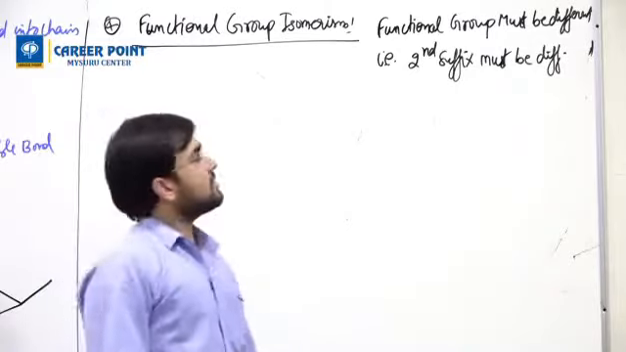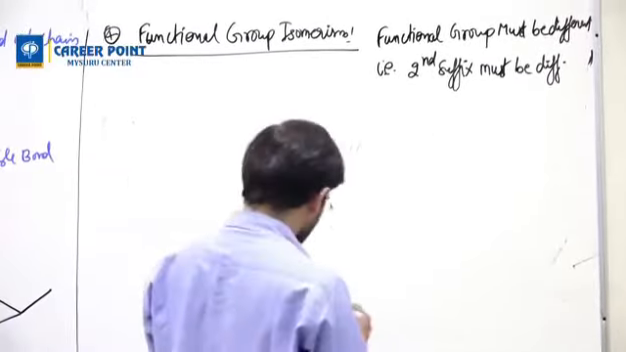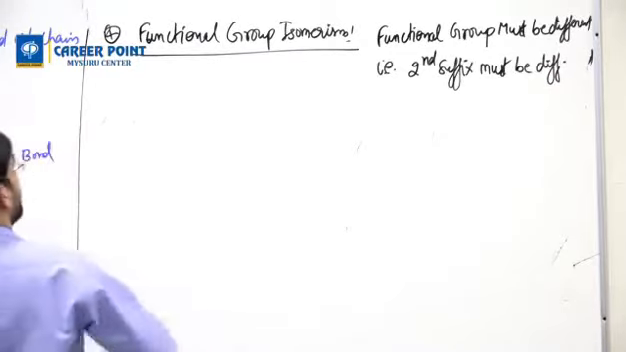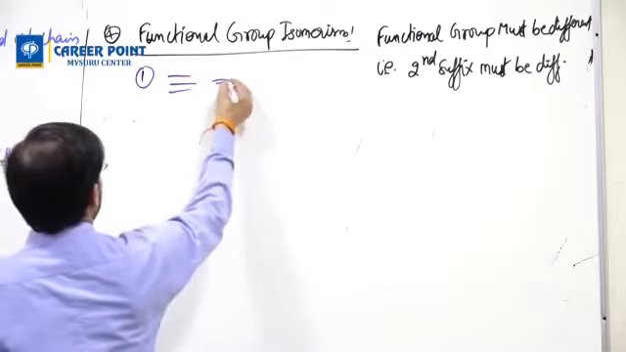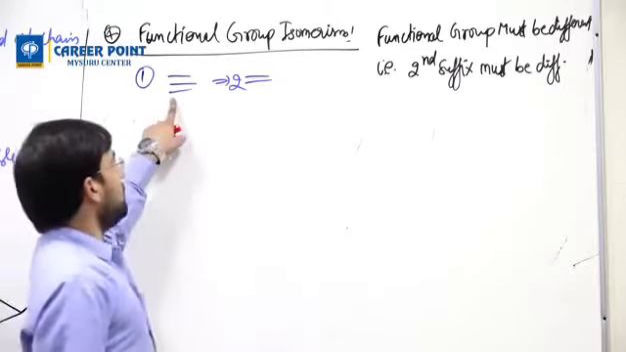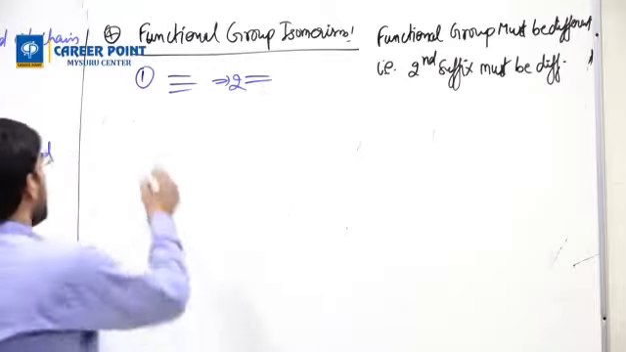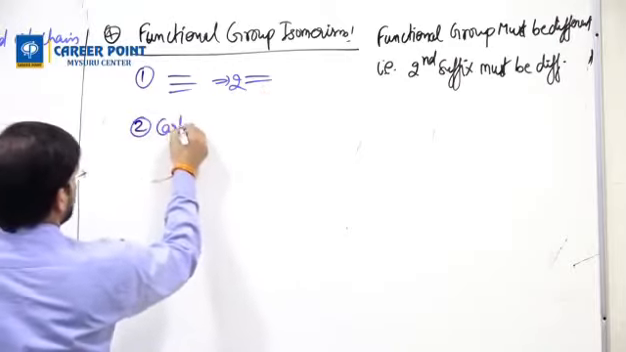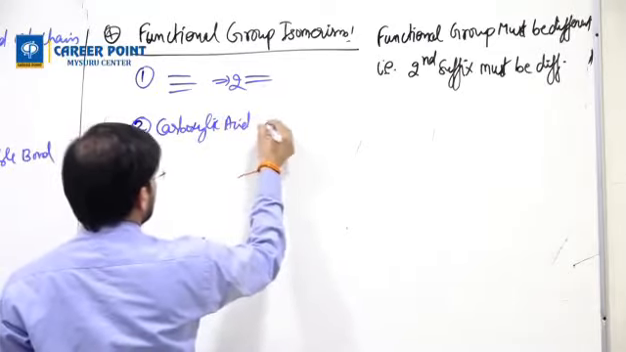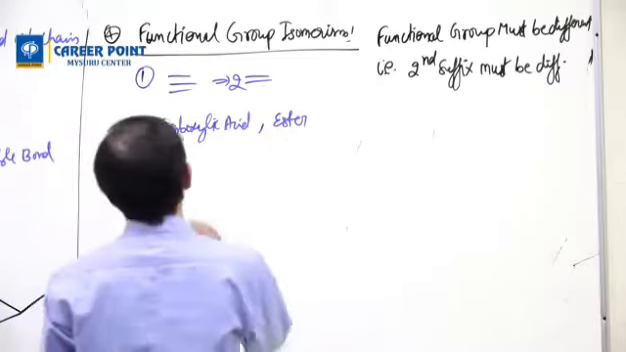Functional group must be different or secondary suffix must be different. Now it has already predefined set of functional groups. A triple bond is a functional group isomer with two double bonds, or carboxylic acid with ester.